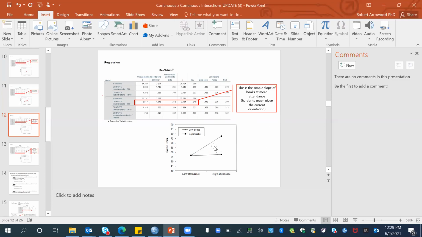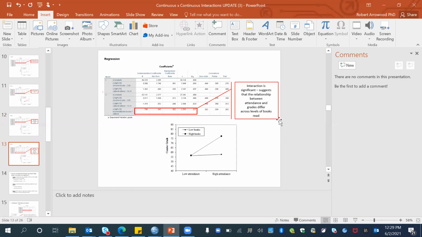Again, really hard to plot on this graph just because of the orientation, so I didn't plot it. But if I had to flip that, if I had to put, say, books down here and let these lines be attendance, I could have plotted it then using this slope. And again, this is just our interaction down here, down at the bottom. This suggests, hey, go forward. You have something happening here. Let's unpack it.